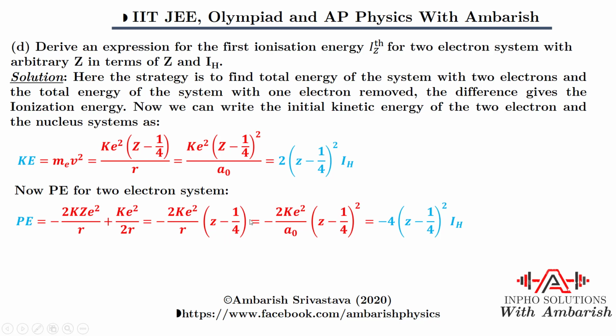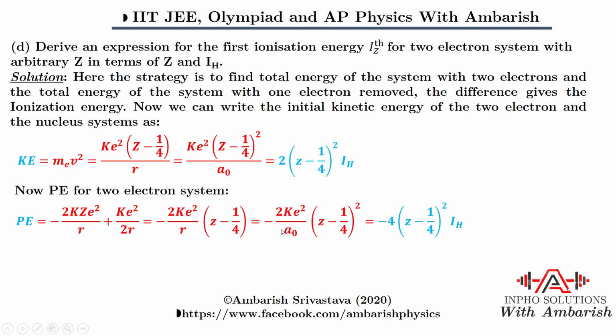Now r again you can put in terms of a naught. r was a naught upon (z minus 1 by 4). If you put that, this will become a whole square, and that's what I've written: minus 2 k e square by a naught into (z minus 1 by 4) whole square. And once again, if you remember, k e square by 2 a naught was the ionization energy of the hydrogen atom, right?